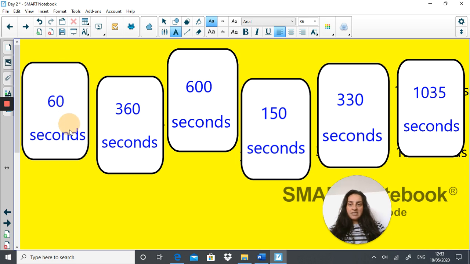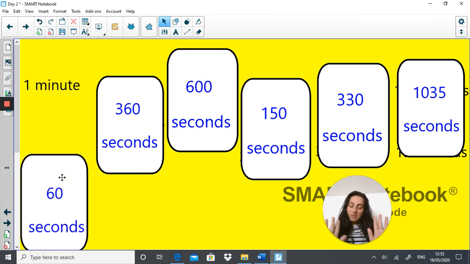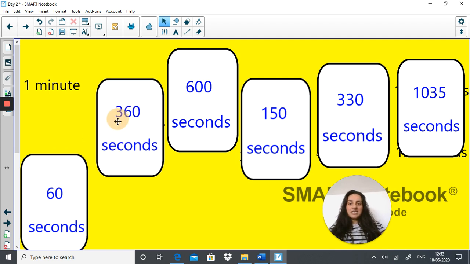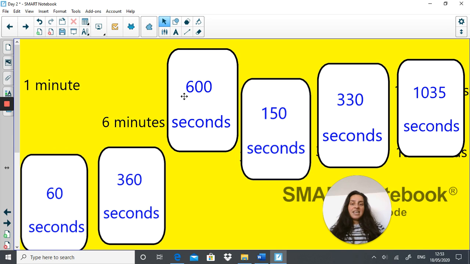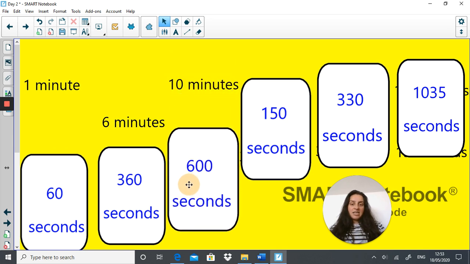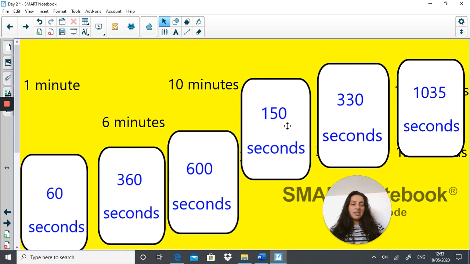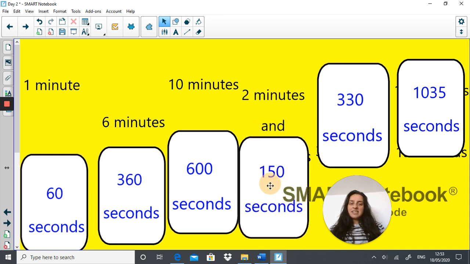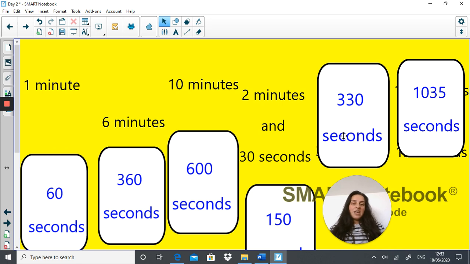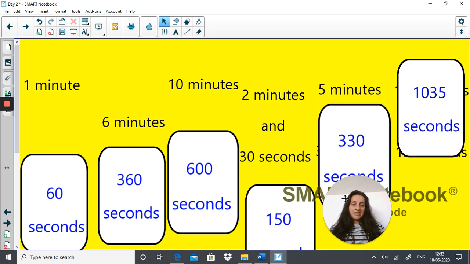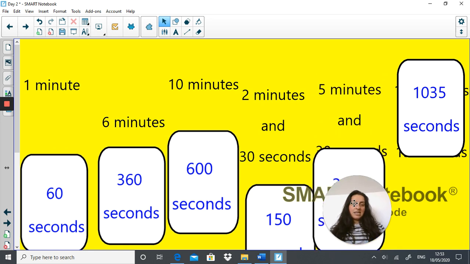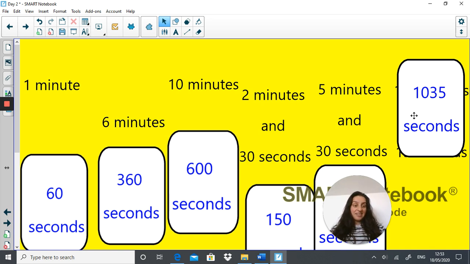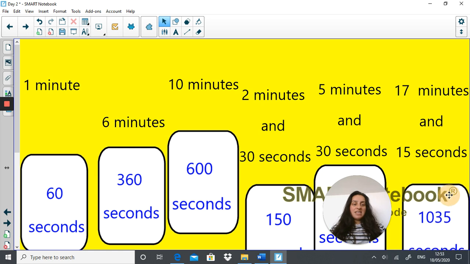Right, so 60 seconds is 1 minute. You should all know that by now, hopefully. 360 seconds is 6 minutes. 600 seconds is 10 minutes, because it's 600 divided by 60. 150 seconds is 2 minutes and 30 seconds. 330 seconds is 5 minutes and 30 seconds. And 1035 seconds, that'll be a tricky one, is 17 minutes and 15 seconds.